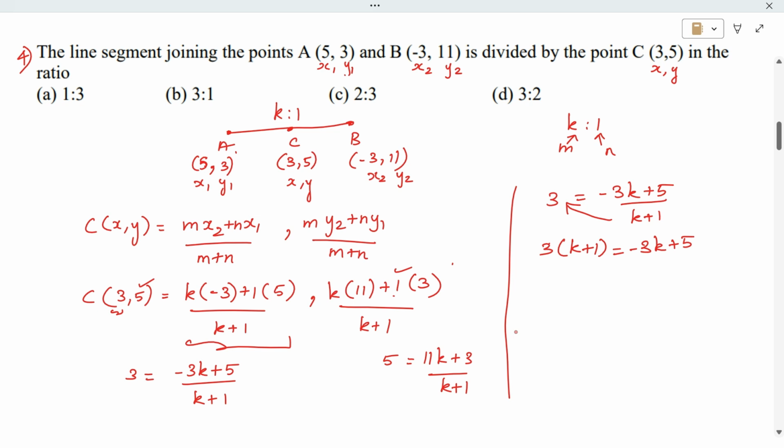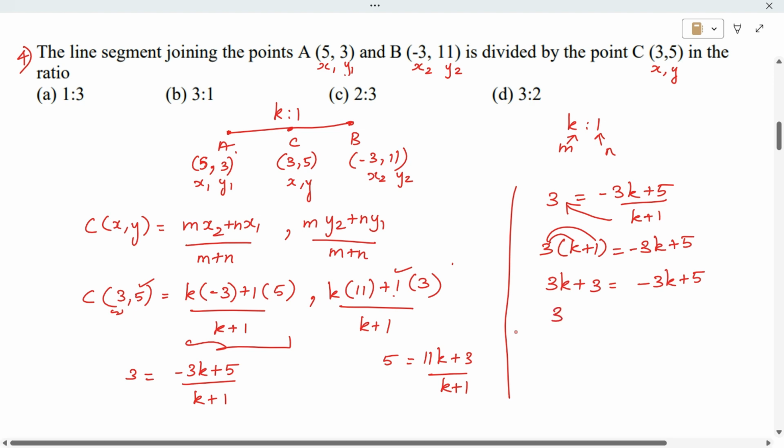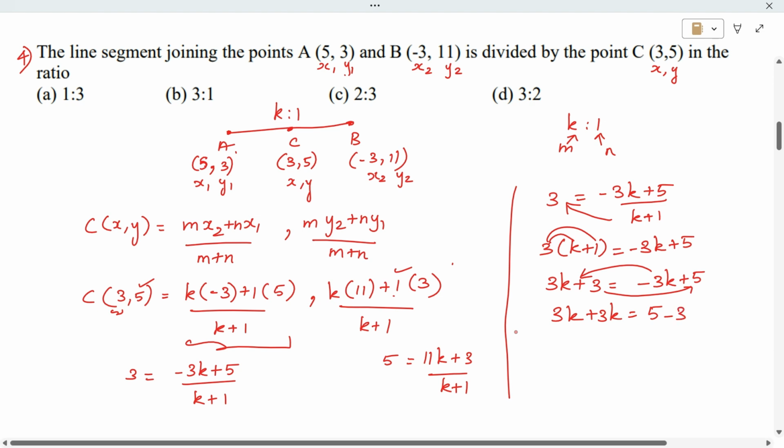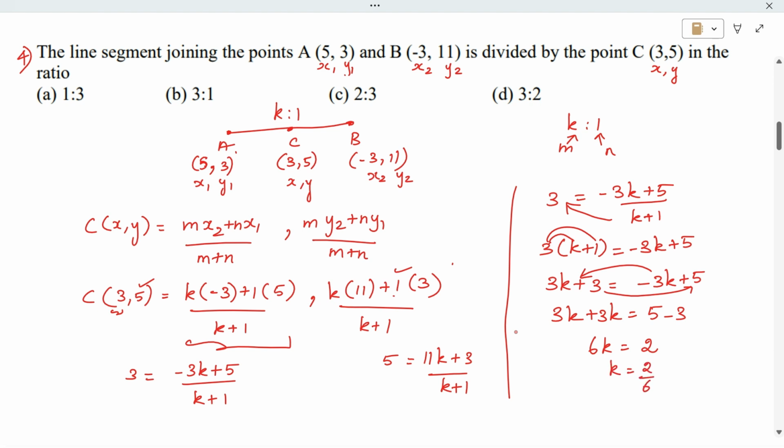Now evaluate the bracket using distributive. So 3 times k is 3k plus 3 times 1 is 3, is equal to minus 3k plus 5. So this minus 3k transposed to the other side will become positive 3k, is equal to 5, and plus 3 transposed to the other side will become minus 3. So 3k plus 3k is 6k, 5 minus 3 is 2. So k is equal to 2 by 6, which is reduced to 1 by 3.